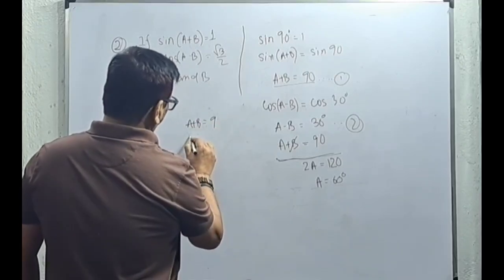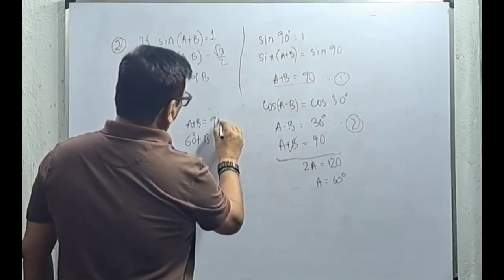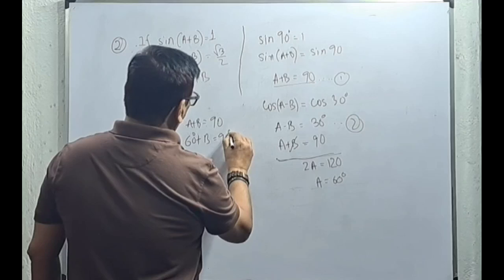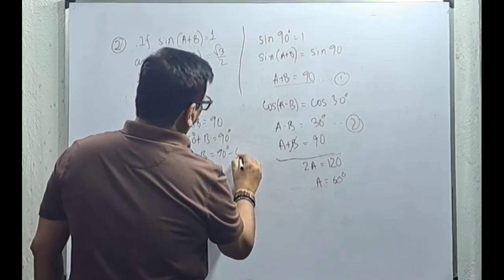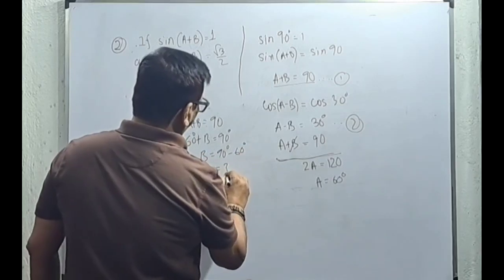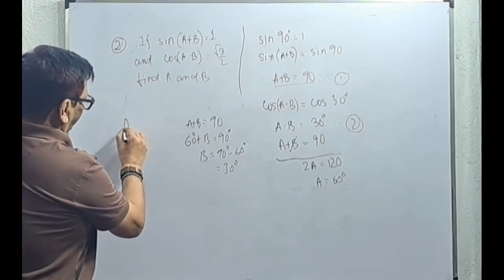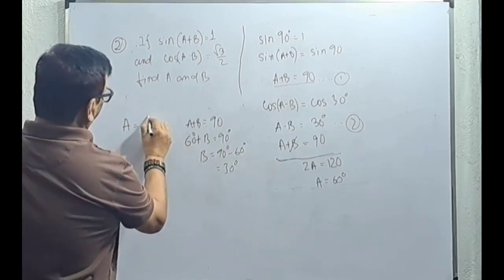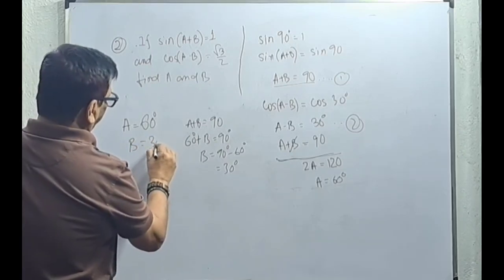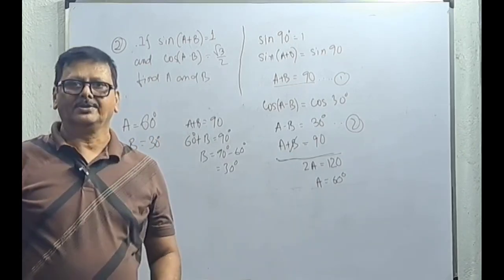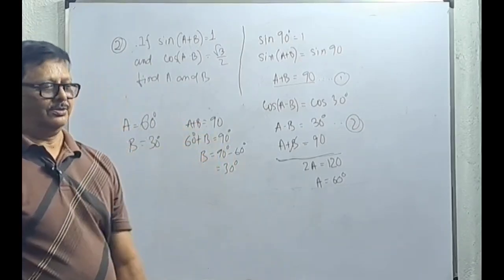So 60 plus b is equal to 90 degrees. Therefore, b is equal to 90 degrees minus 60 degrees, which is 30 degrees. So our values are a is equal to 60 degrees and b is equal to 30 degrees. That's not difficult, correct? So we move on to our quick calc section.